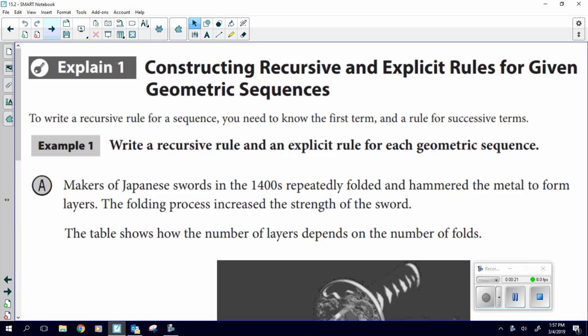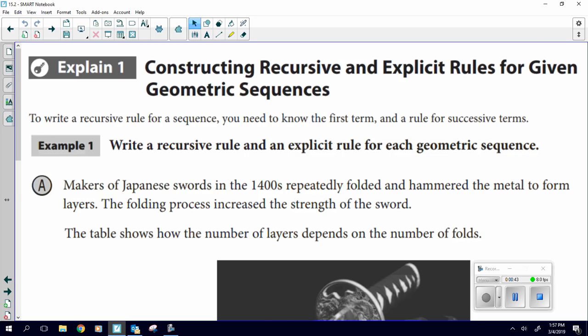So, constructing recursive and explicit rules for given geometric sequences. To write a recursive rule for a sequence, you need to know the first term and a rule for successive terms. So, example 1 here, remember you're writing all examples and all headings. Example 1 is writing a recursive rule and an explicit rule for each geometric sequence.